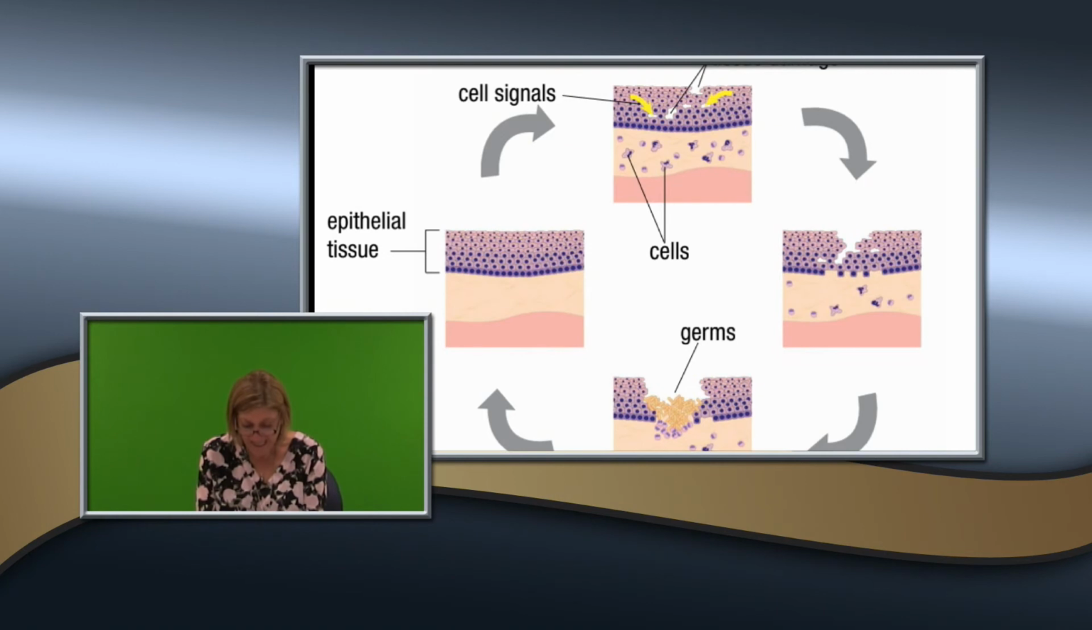What on earth do you think epithelial tissue does? Can you even pronounce it? Try it after me. Epithelial. Go ahead and try it. Good. What a big word for tissue that covers up and protects. Sheets of cells packed closely together make up epithelial tissue.